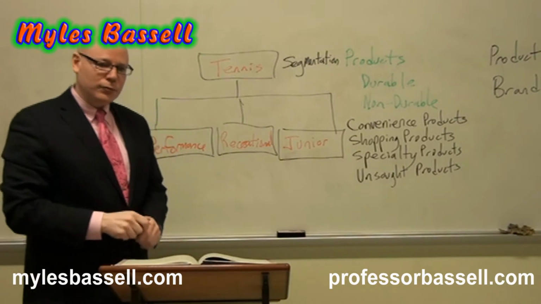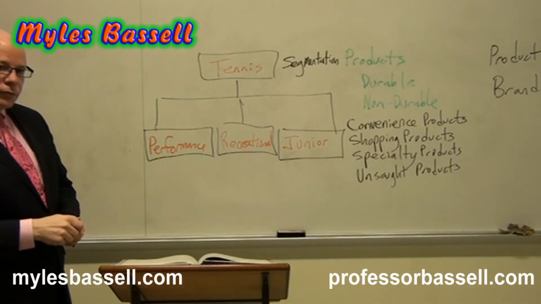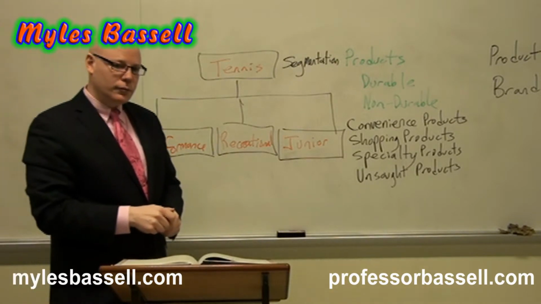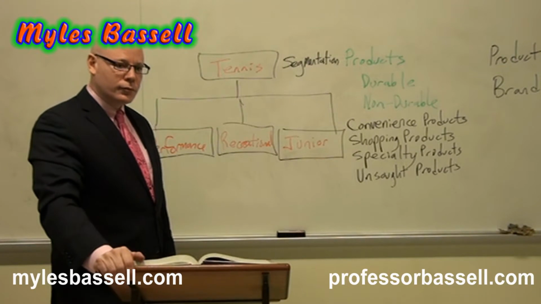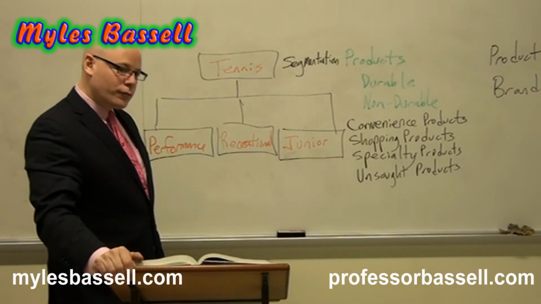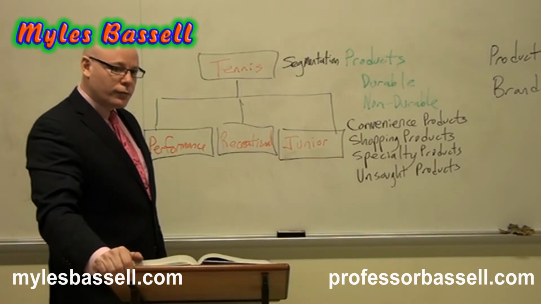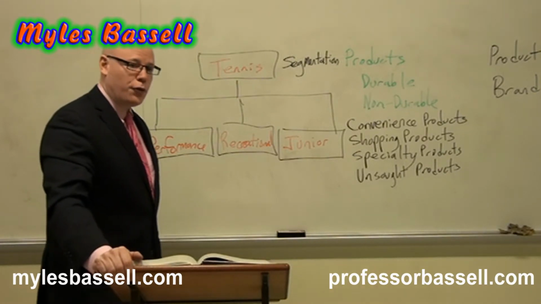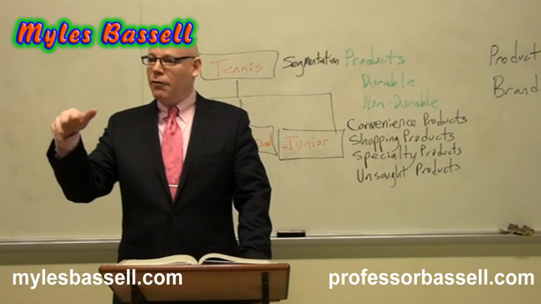Go ahead. I believe the way that they marketed was the performance was for more professional players. People are going to play more competitively. Recreational is if you want to casually play, and the junior, like they showed in the video segment, is for younger players that are beginning, that are younger and smaller. So they segmented the market based on skill? Yeah, skill. So the level of skill.